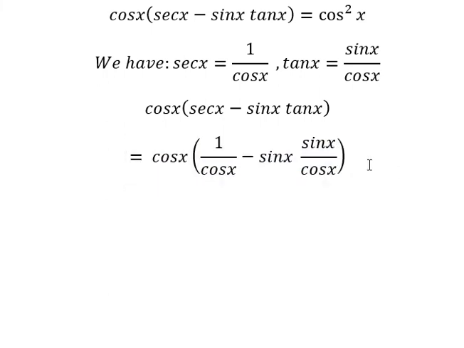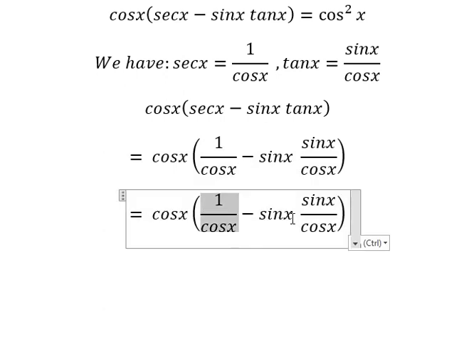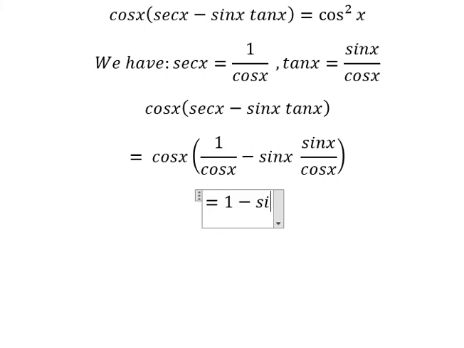Now cosine s multiplied by 1 over cosine s and sine s over cosine s. So this one we have 1 minus sine s squared.